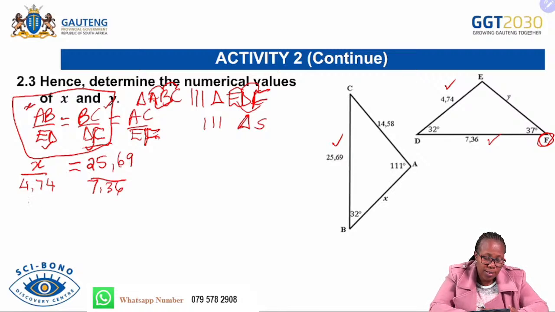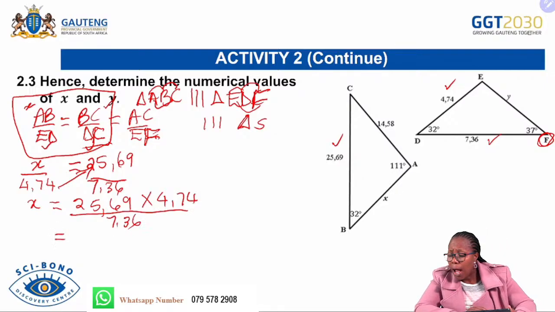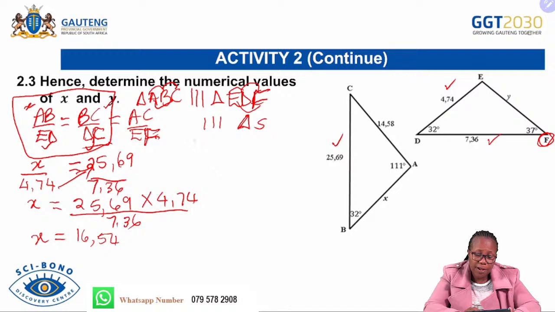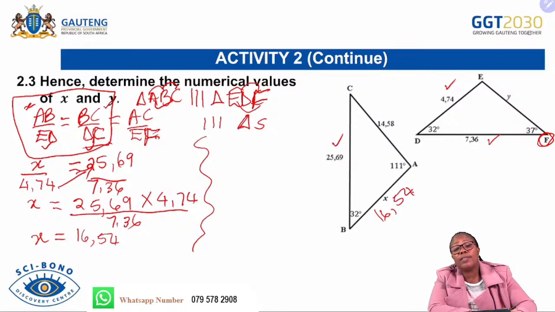You know, that is the norm now. We are dealing with fractions, there will be cross multiplications everywhere. 25,69 times 4,74 divided by 7,36. So our X value here will be equal to how much? 16,54, grade 12. That will be your X value when you simplify that fraction. Now we do have X as 16,54. And then now we want to calculate the value of Y.